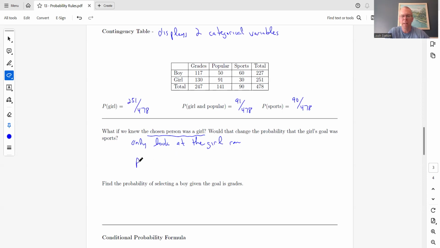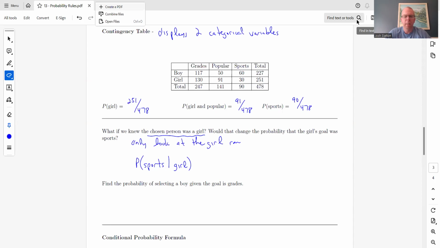So we would actually write this as the probability of sports, and then we're going to draw a vertical line. And the vertical line is a conditional. So whatever comes after this is the part that we know. So we know that the person is a girl. So you can read this like "given." So what's the probability the randomly chosen person wants to be good at sports, given the person is a girl? So we know this part. And then given what we know, what's the probability of the other thing?